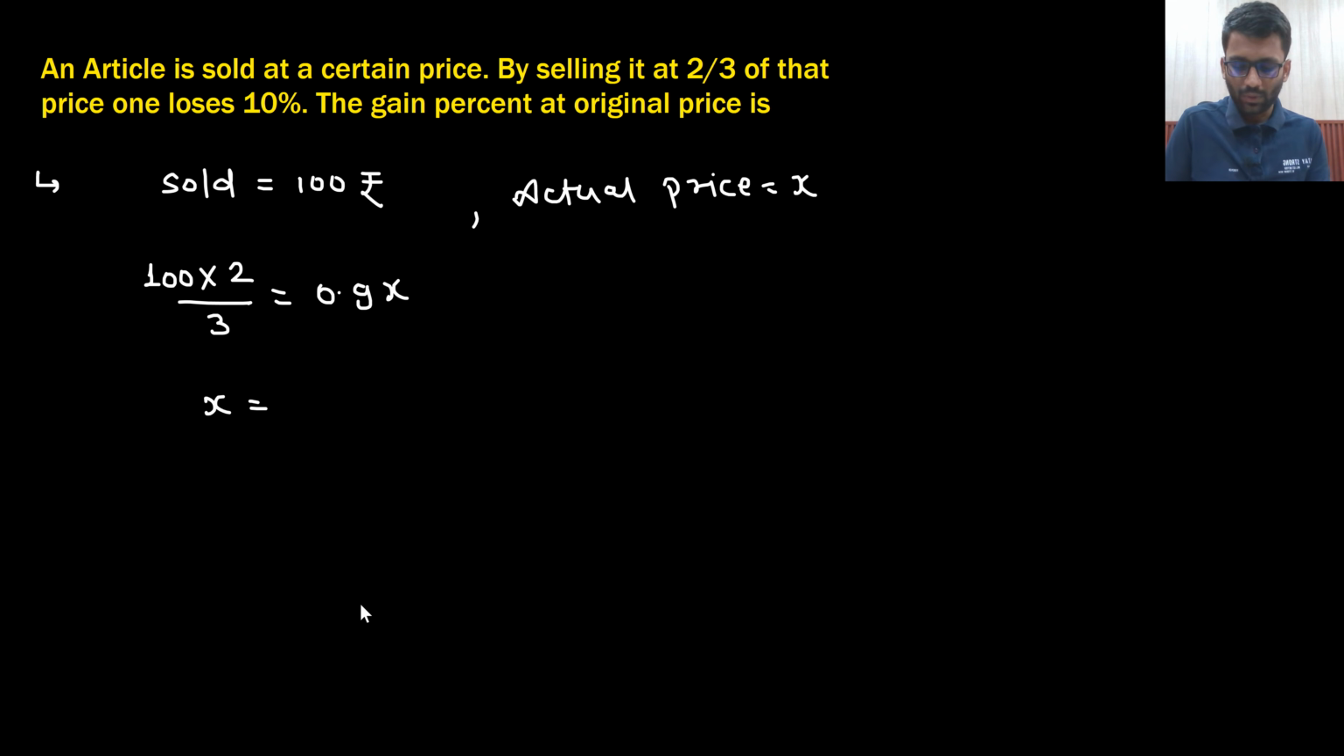From here I will get to know the value of the actual price. So that would be 200 by 3 divided by 0.9. So the actual price was 74.07 rupees.